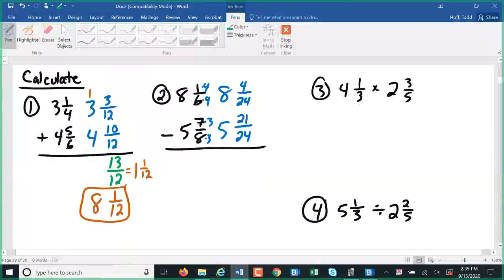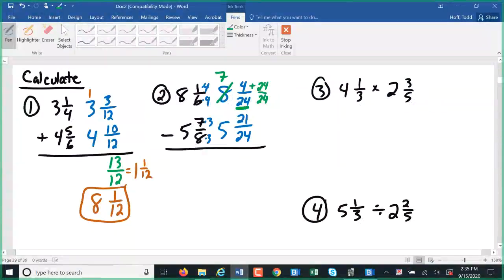We see 4/24ths minus 21/24ths can't be done. So we need to borrow. We borrow from the 8. That becomes a 7. What do we do to the 4 here? Careful. Yeah, what we borrowed was one whole object.